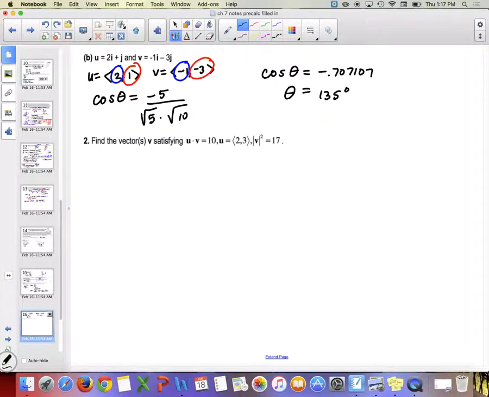Again, I tend to sketch it out just to make sure. So let's sketch out where 2 comma 1 is. So it's right there. And then negative 1 comma negative 3. It's right there. Does it look like 135 degrees? Yeah. It's not like an acute angle, is it? It's an obtuse angle. It looks like 135 degrees. So it's always nice to do a sketch just to kind of confirm that you're correct.